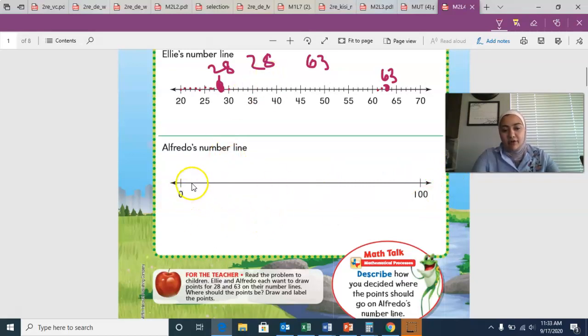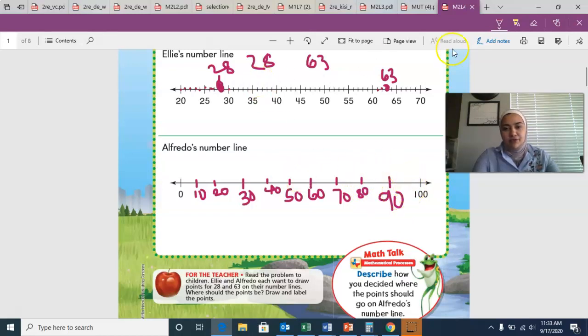So if this is 0, then this would be 10, 20, remember counting by tens, 30, 40, 50, 50 would be right in the middle, 60, 70, 80, 90, and then they already have 100 right there.